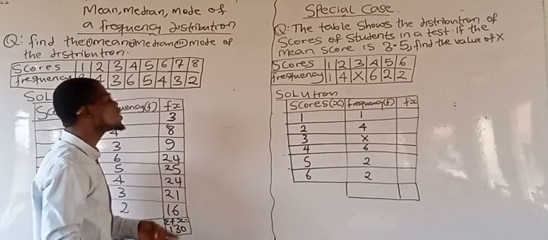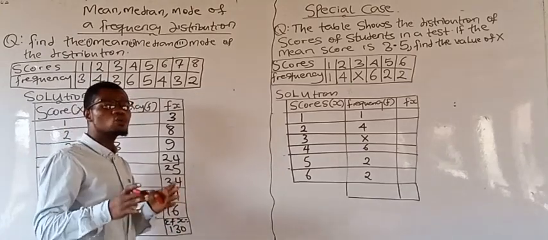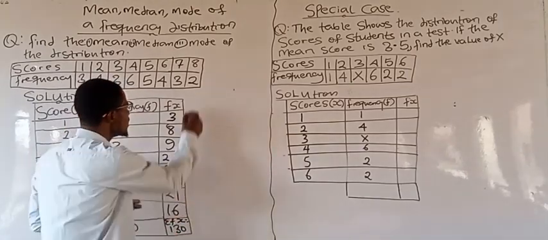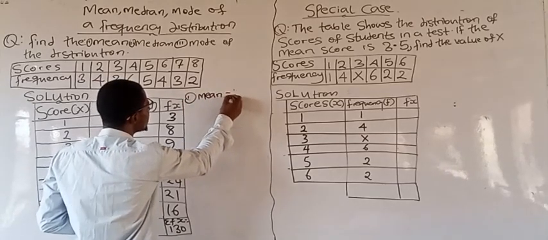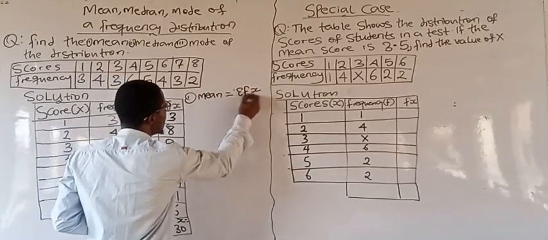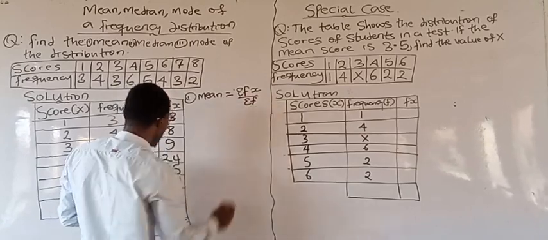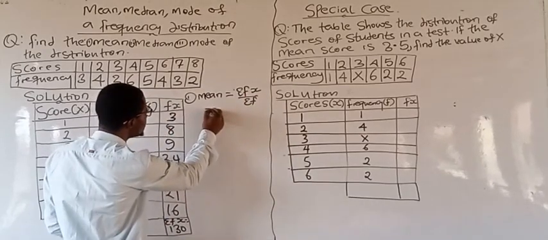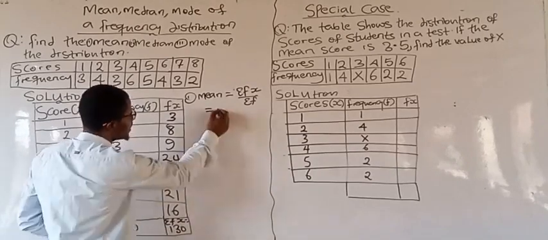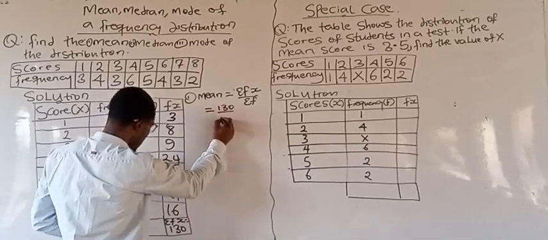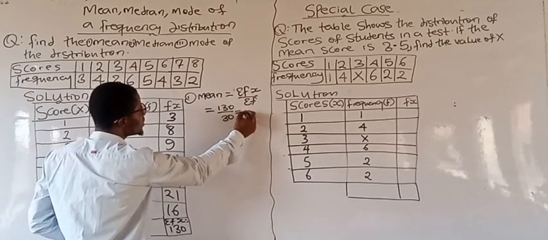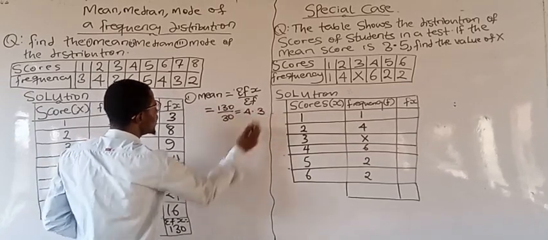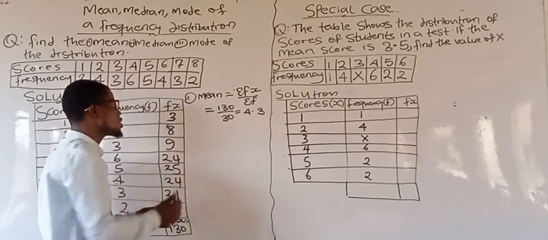So what is the formula for calculating the mean of a frequency distribution? Very easy. The mean is equal to summation fx over summation f. By substitution, what is my summation fx? That is 130 over 30. So 130 upon 30 is 4.3. So that is how to calculate the mean of the frequency distribution.